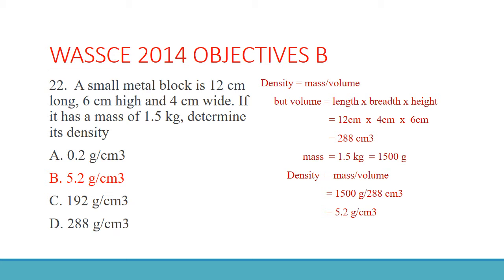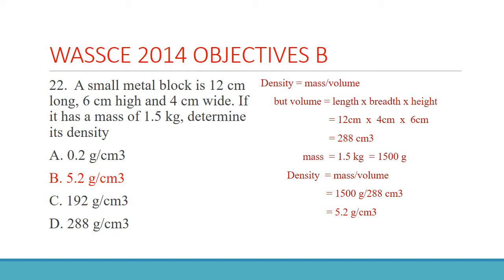All right. So density is equal to mass over volume. Mass is given as 1.5 kilograms. So we change it to grams, so that the gram now goes with the cm³. So 1.5 kilograms will give us 1,500 grams. How? Because 1 kilogram is 1,000 grams, or 1,000 grams makes 1 kilogram. So if 1,000 grams makes 1 kilogram, then how many grams is going to give you 1.5 kilograms? So 1,500.